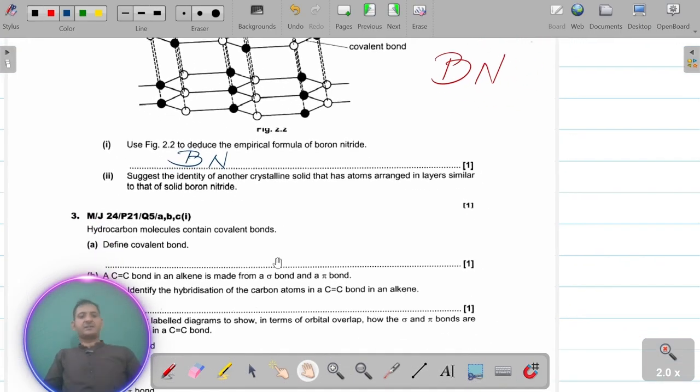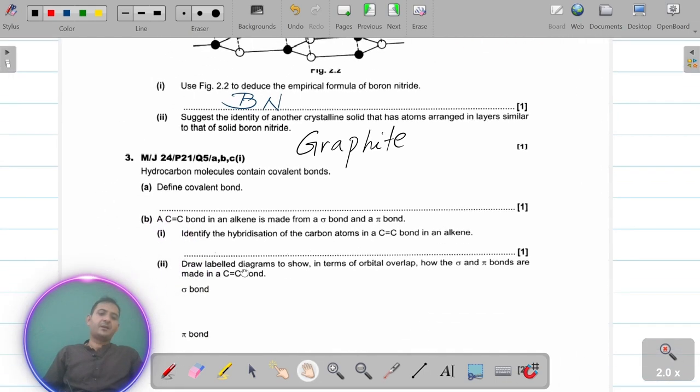Suggest the identity of another crystalline solid that has atoms arranged in layers similar to that of this solid. Oh, it's graphite. We know graphite is also a giant structure. So graphite. The layers form a structure similar to this.